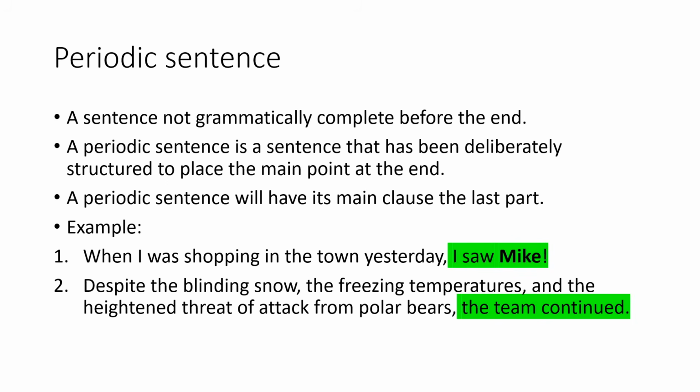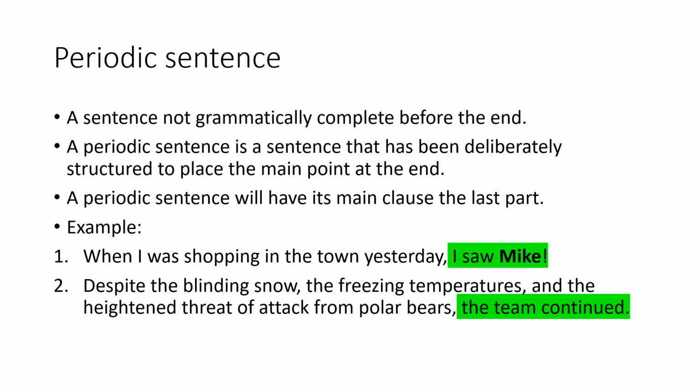The periodic sentence. This type of sentence is not grammatically complete before the end. This type of sentence has deliberately been structured in such a way that the main point is at the end of the sentence. A periodic sentence will have its main clause in the last part. Let's look at an example. Number 1. When I was shopping in town yesterday, I saw Mike. Do you see that the most important part of the sentence, or rather the main clause or the independent clause, is at the end of the sentence?